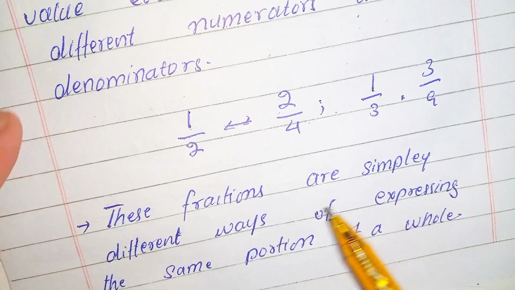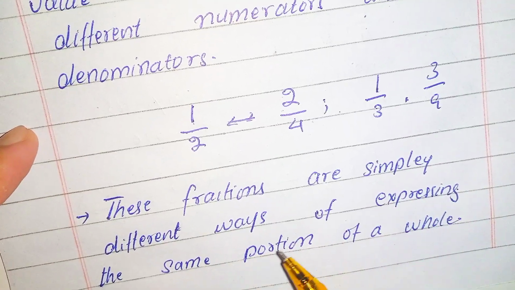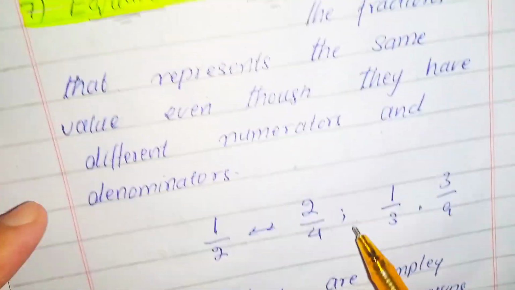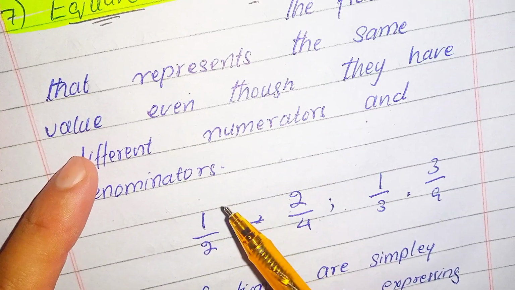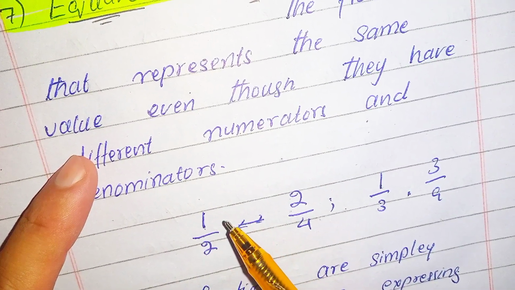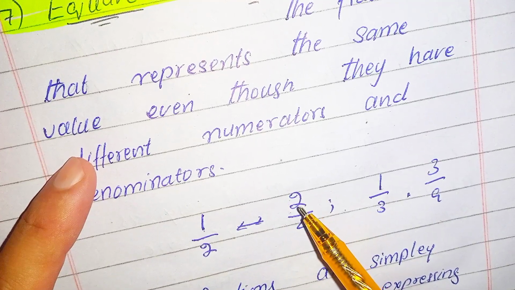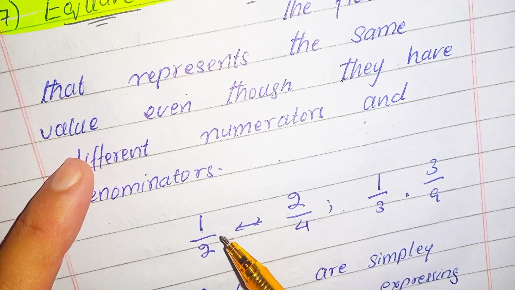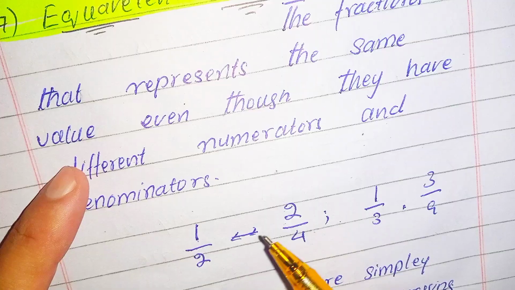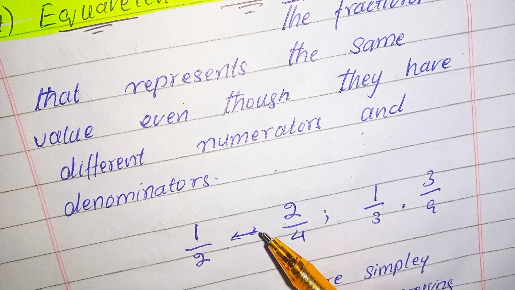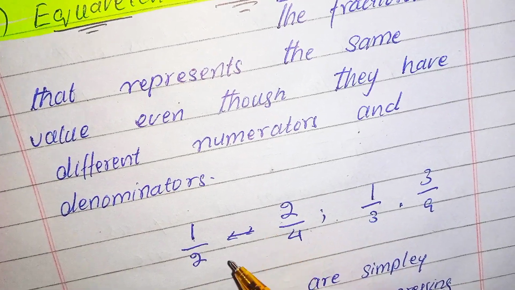These fractions are simply different ways of expressing the same portion of a whole, right? So we can find the equivalent fraction of any number simply by dividing or multiplying by a specific number, right? So equivalent fractions have the same meaning and the same value, but they seem different.